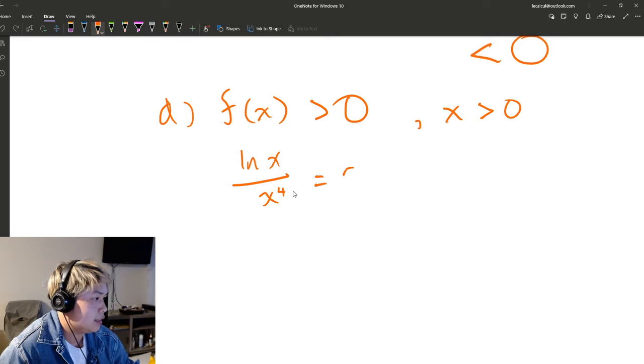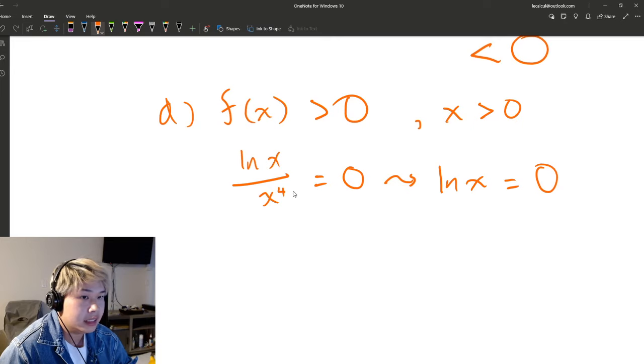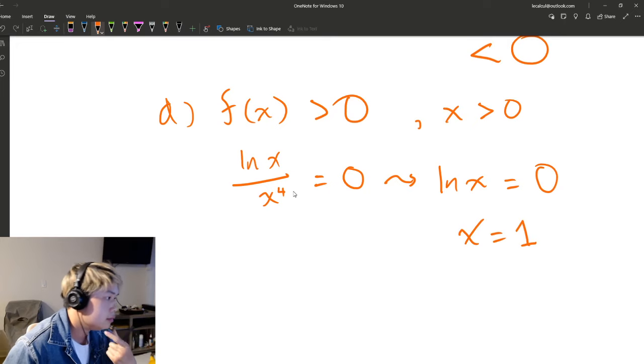So let's find out when this is 0. So because x is not going to be 0, I can just kind of ignore this. And then just like what I said earlier, we're essentially solving the numerator of my rational function to be 0. And then of course, this is a fairly standard log equation. This just means that x has to be 1. Okay.